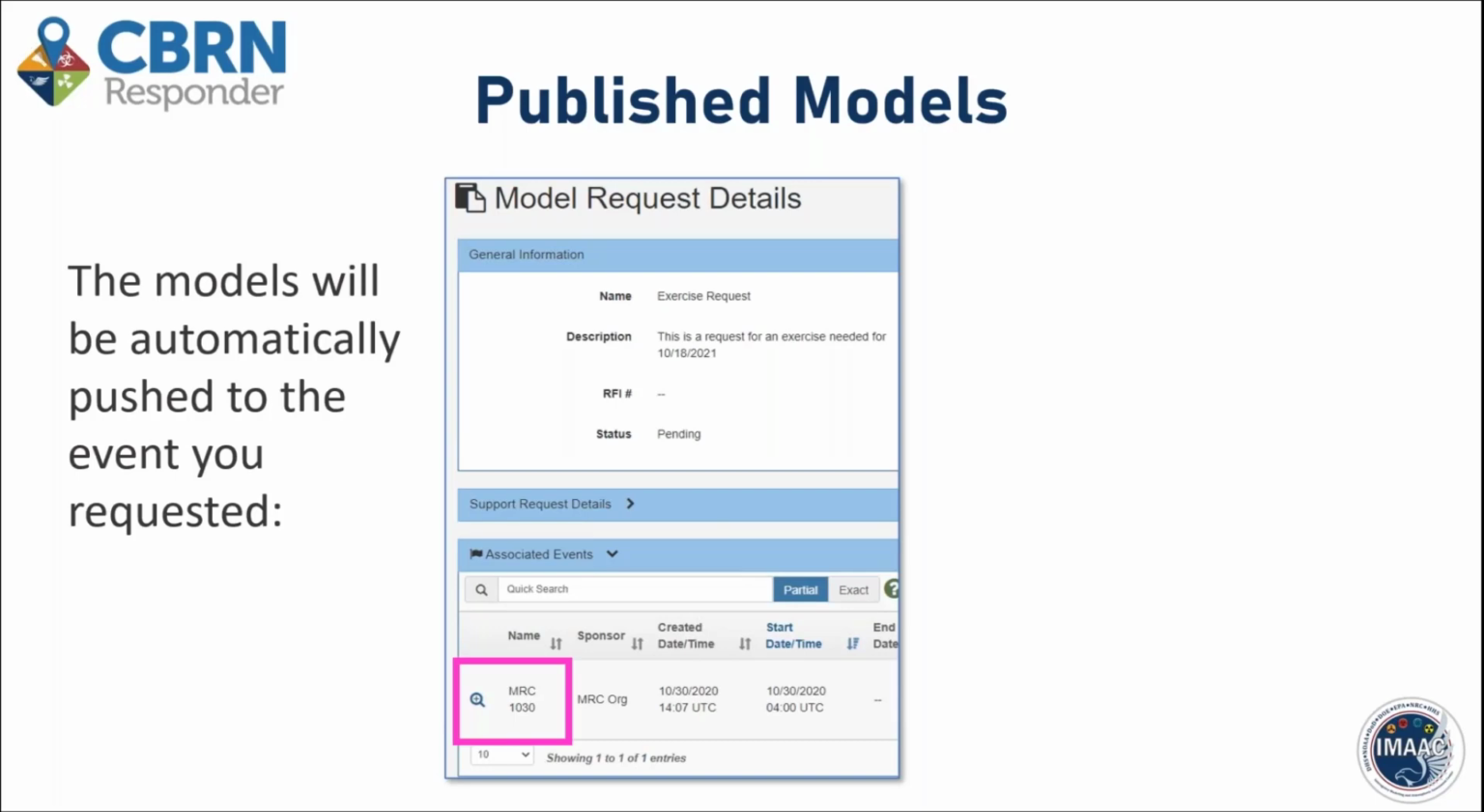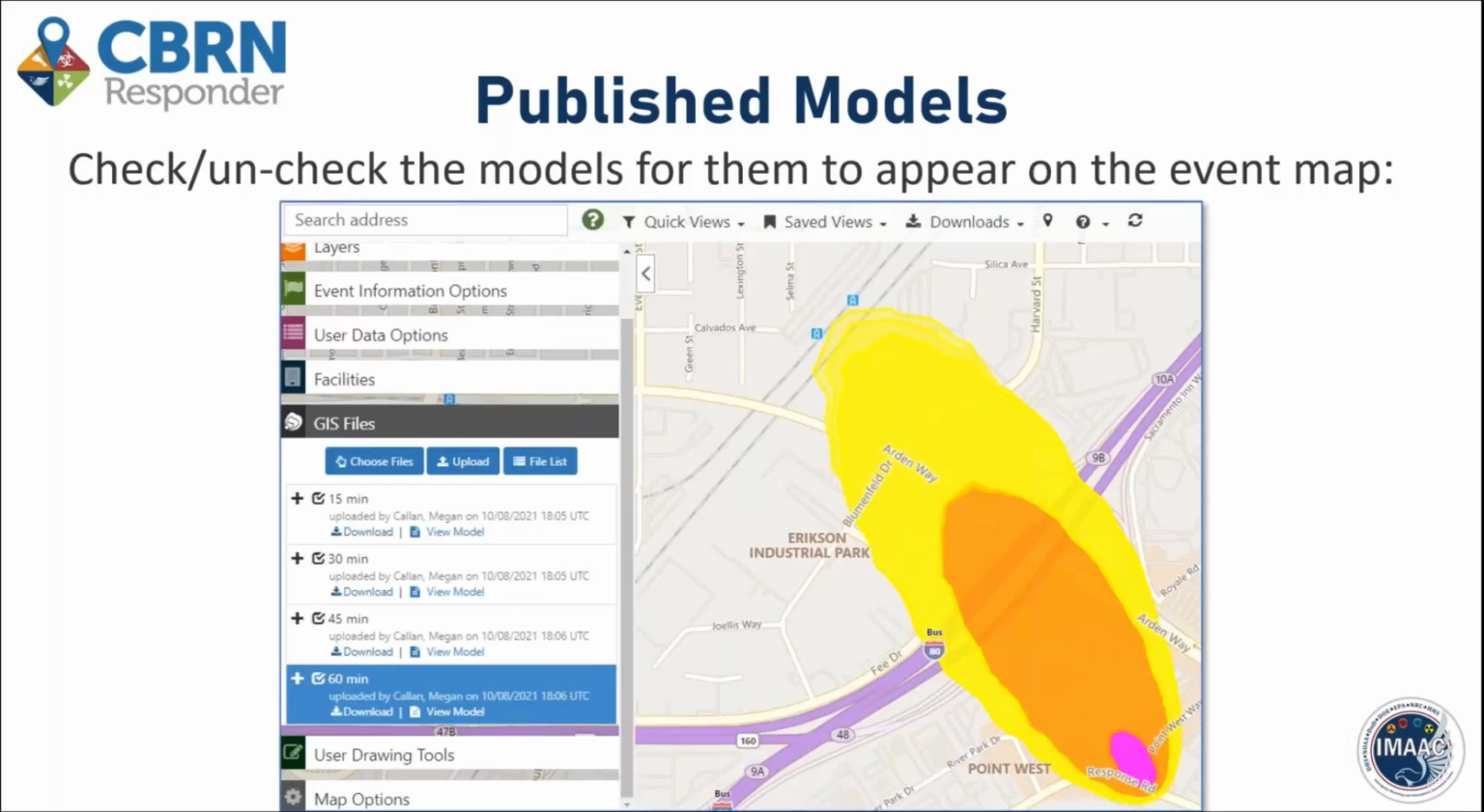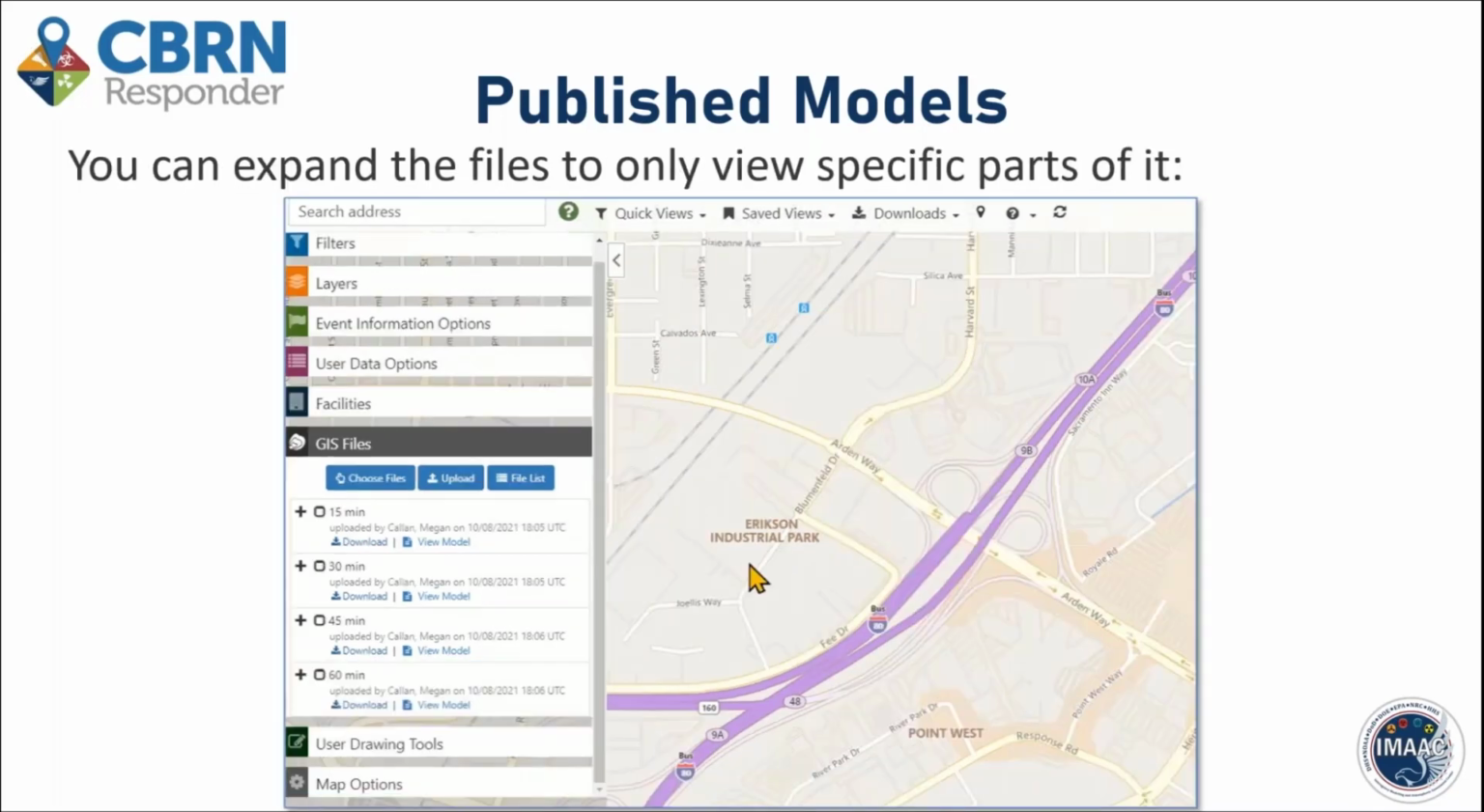So here I associated this request form with the event MRC 1030. If I navigate to that event, I will see those models listed in the GIS files section. You can check or uncheck the models depending on what you want to appear on the map. So if you want to look at a specific area or specific time, you can check and uncheck those at your leisure. You can also expand the files to view specific parts of it.